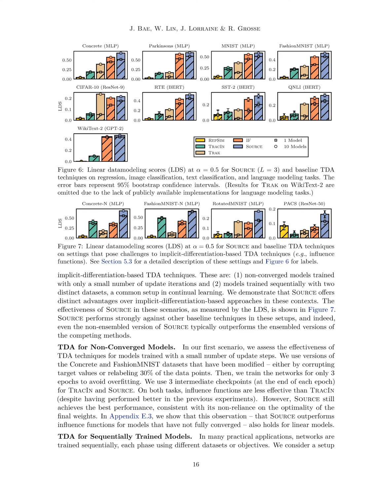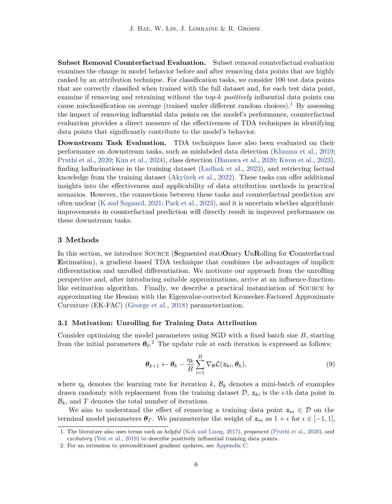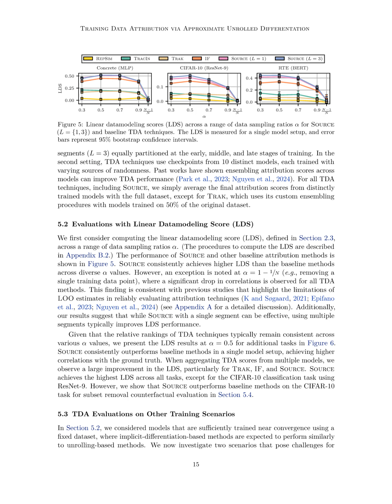The effectiveness of SOURCE is demonstrated in scenarios where implicit differentiation-based approaches struggle, such as for non-converged models trained with a small number of update steps and models trained sequentially with different datasets. The validation process involves assessing the impact of removing training data points on model behavior and comparing the results with other TDA techniques. The results show that SOURCE consistently outperforms baseline methods in various tasks and scenarios, demonstrating its effectiveness and superiority in TDA applications.